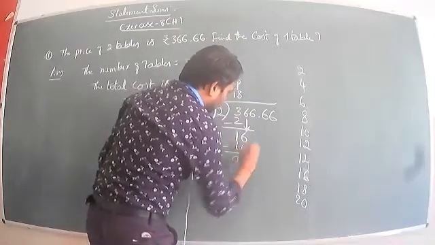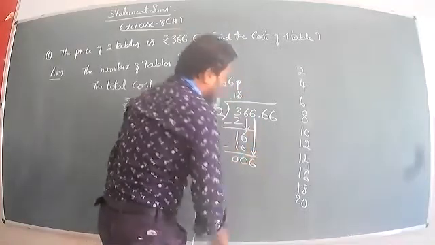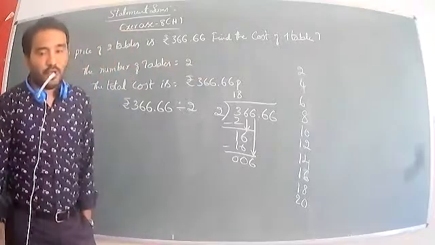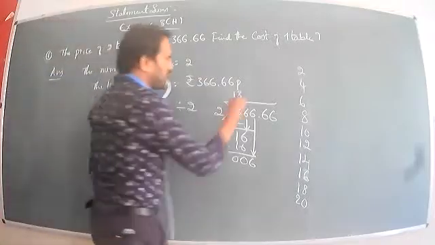Now 0. Now again 6. So 2 table 6 is there. Yes, how much the 6? 2 3 the 6.